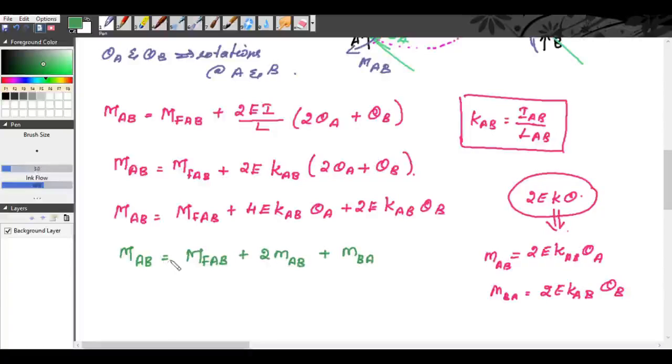So now we have reduced the slope deflection equation into Kani's equation. This equation is called the slope deflection equation, and this equation is called Kani's equation. Now, we all know how to calculate MFAB, right? Now our aim is how we will calculate the rotational components, small mAB and small mBA.